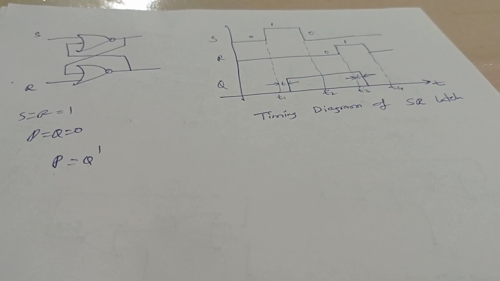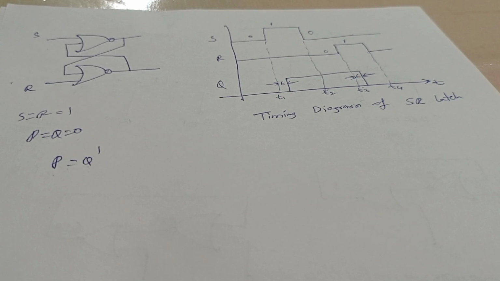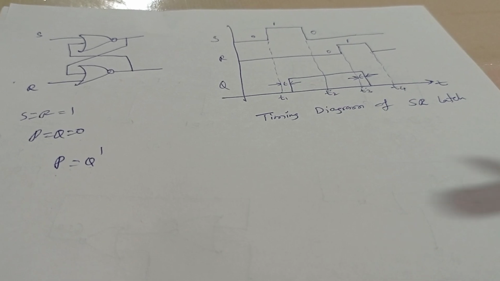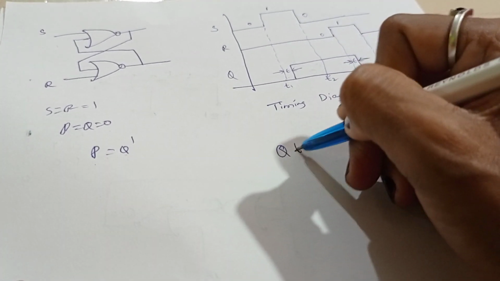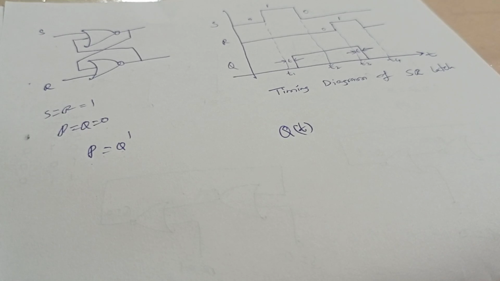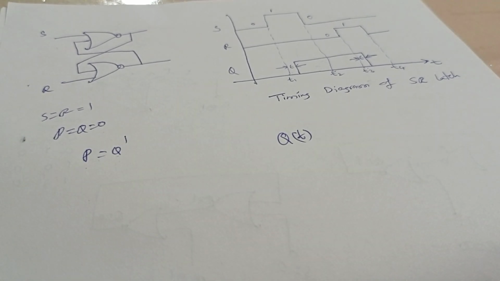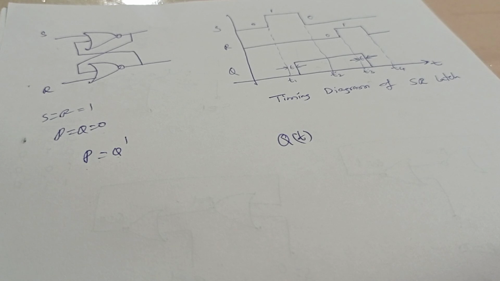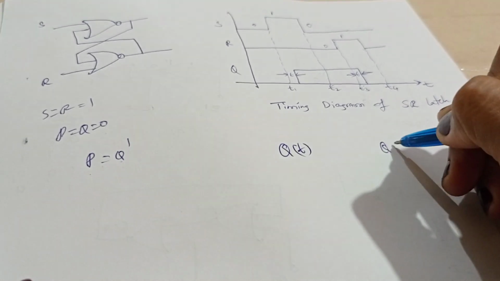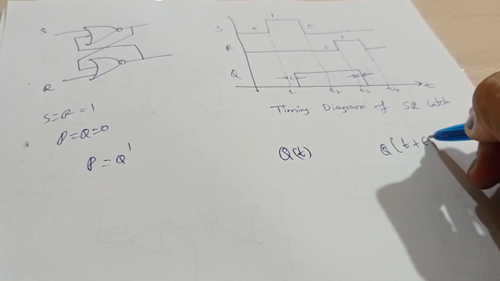Either in latches or flip-flops, we use the term present state, which is denoted with the Q output. Present state is Q of t, that is, at any time the input signal changes. And the term next state denotes the state of the Q output after the latch or flip-flop has reacted to the input state change and stabilized. That is represented with Q of t plus epsilon. Next state.